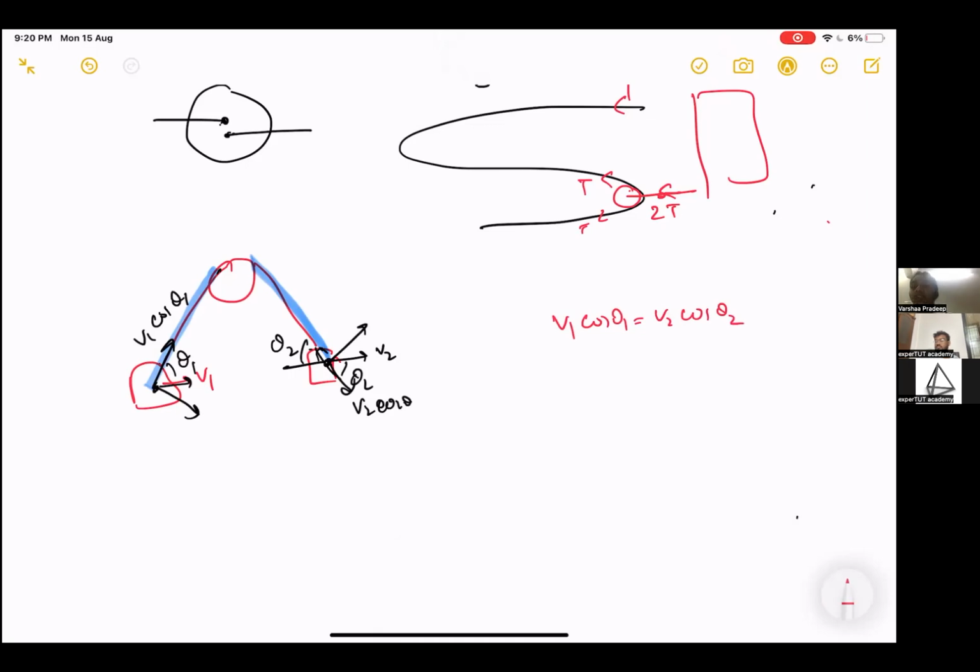Wait, so the right side part of the string is going down? Right side, no, the blocks are going horizontal, both are going right. So we're taking the component of V2 downward. You have to take the component of V2 first. Two components you have to take: one component along the string, one component perpendicular to the string. Perpendicular to the string will not affect the string.